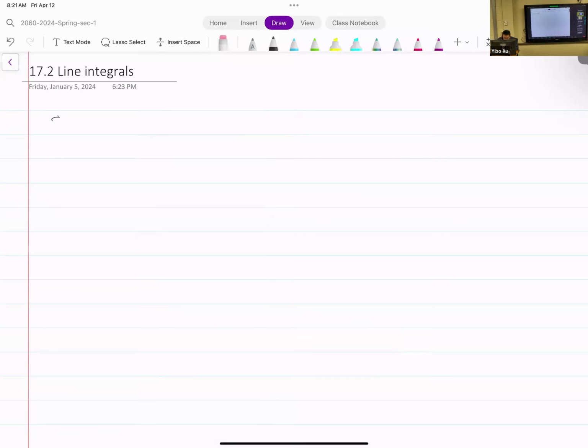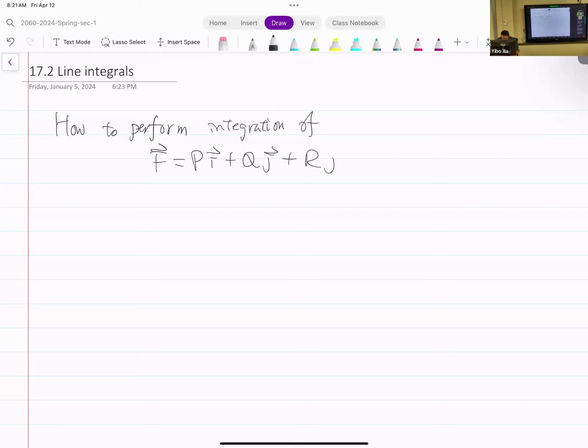So here, our question of the section is how to perform integration of a vector field. And here we just denote the components to be P, Q, and R for the vector field. So basically here, we want to establish the integrals.